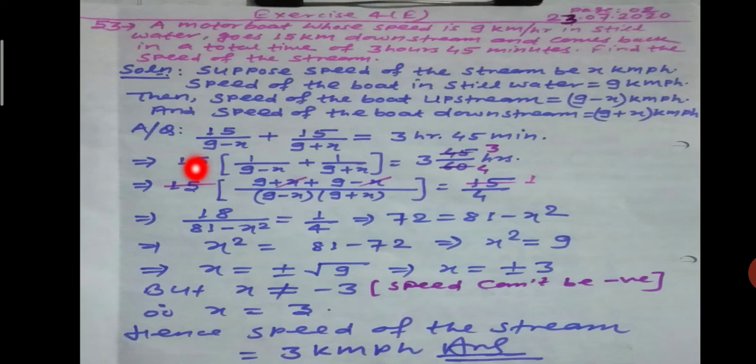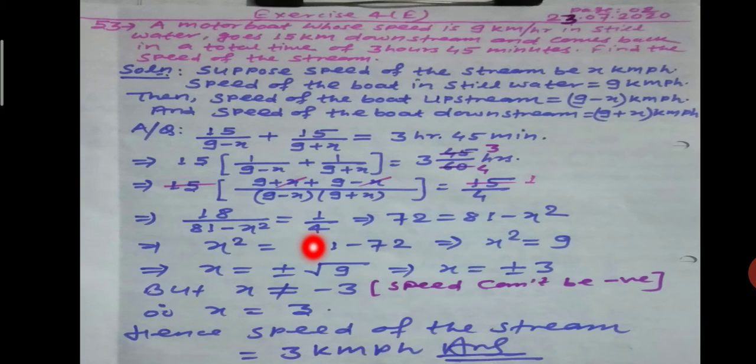Now 15 is common in these two terms, so 1 by 9 minus x and 1 by 9 plus x will be left here. Now take the LCM. 9 minus x into 9 plus x will be the LCM. Then 9 plus x multiplied by 1 will be 9 plus x here, and 9 minus x multiplied by 1 will be 9 minus x here. Now this 15 and this 15 will be cancelled on one side, and x plus and x minus will be cancelled. Then 9 plus 9 will be 18, and a minus b, a plus b will be 9 square minus x square, that is 81 minus x square, will be equal to 1 upon 4.